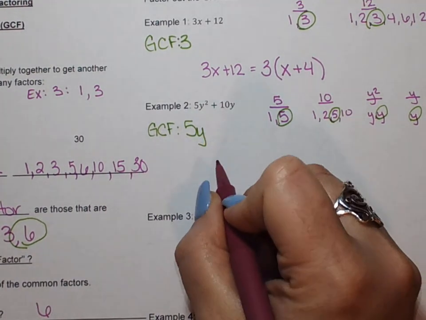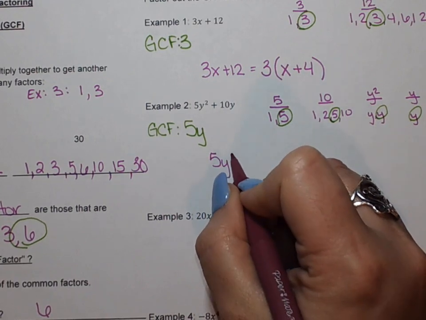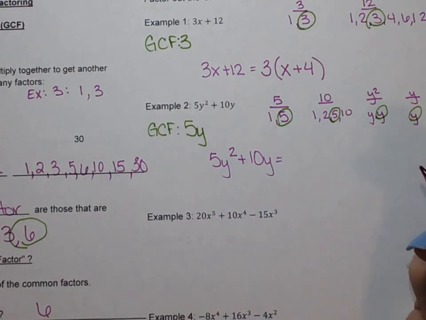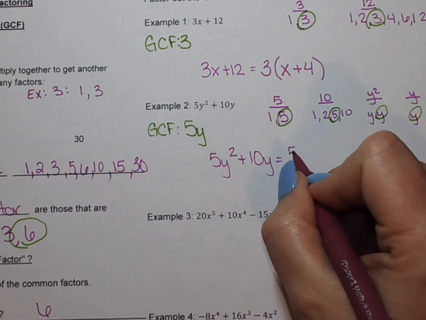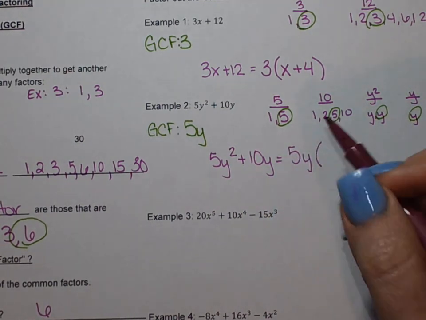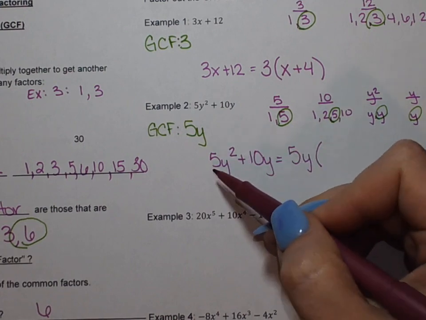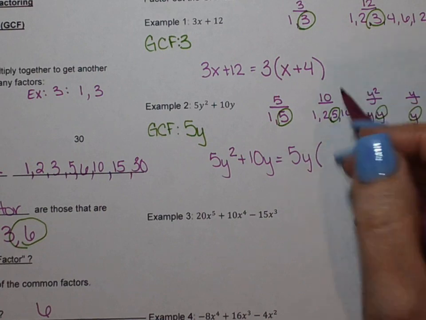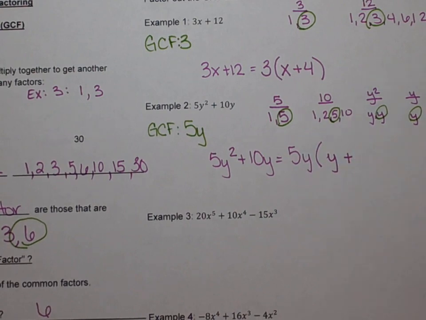All right, so let's go ahead and rewrite the original polynomial. So we've got 5y squared plus 10y, and that equals, well, we're going to first write our GCF. So that is 5y, open a parentheses, and we need to ask ourselves, what do we multiply this 5y by in order to get to 5y squared? Well, we would just multiply it by a y. So the first term inside of our parentheses is just a y.